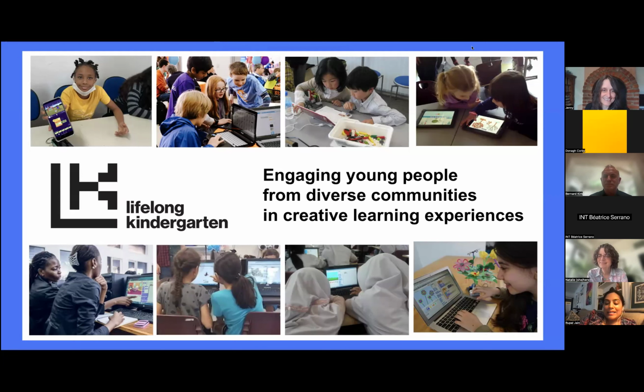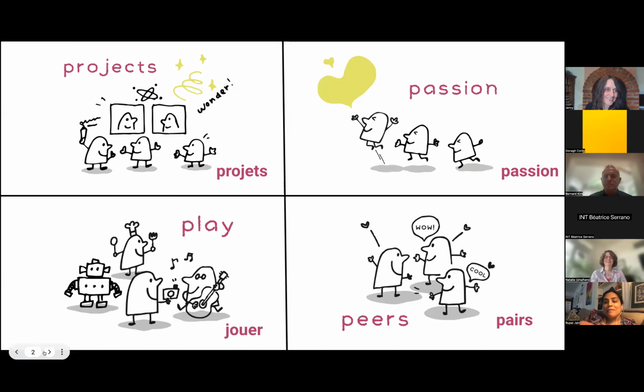One of the ways we think about our work is through these 4 P's, because each of these words in English starts with the letter P. In English, we have projects, passion, peers, and play. When we think about learning, we think about how to design and facilitate experiences where young people can work on projects based on their passions or interests, collaboratively with their peers, in a playful spirit.